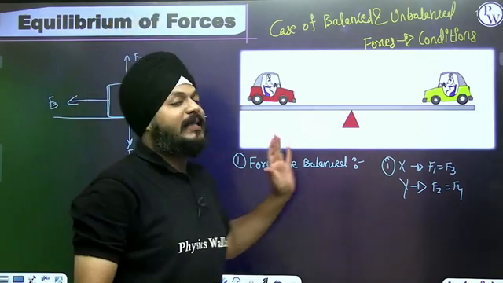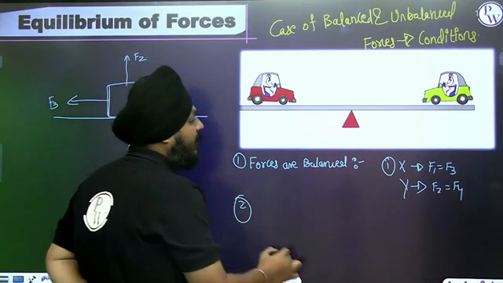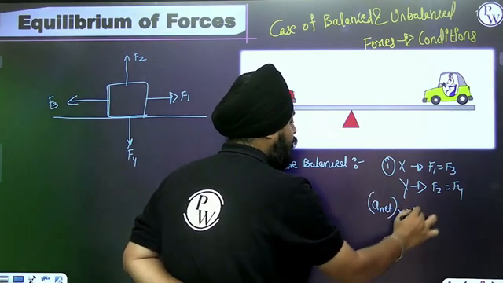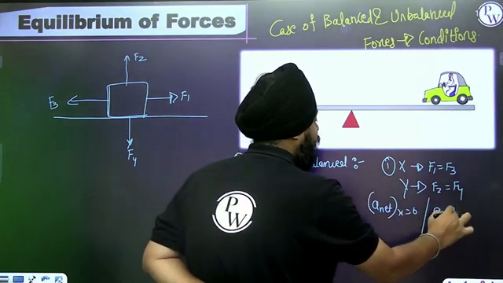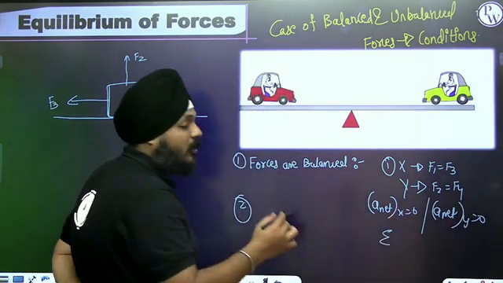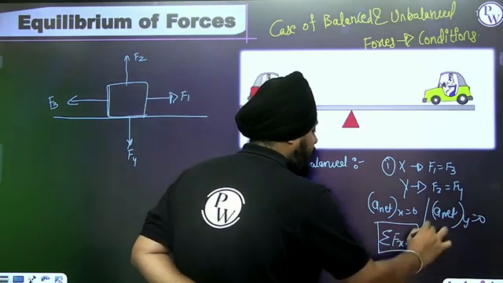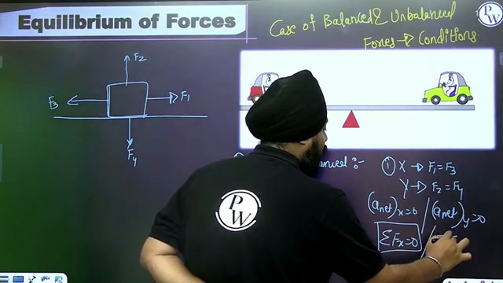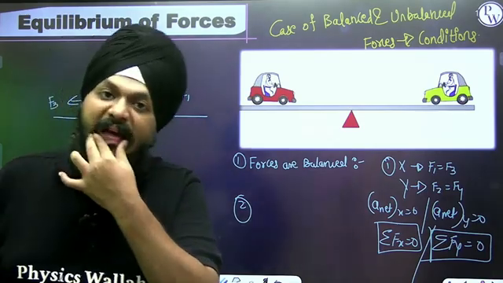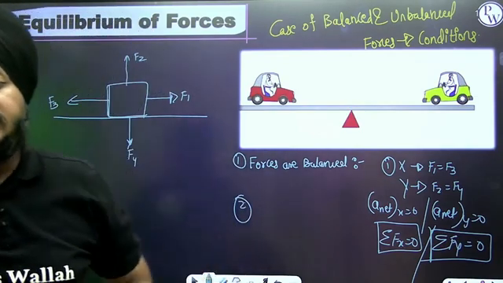Forces are balanced. If forces are balanced, then the net acceleration along the x direction is 0 and the net acceleration along the y direction is also 0. It means the summation of all forces along x is 0, and the summation of all forces along y is also 0.